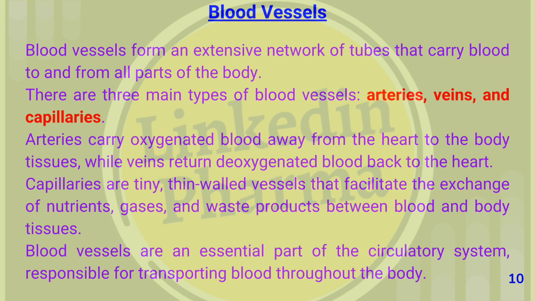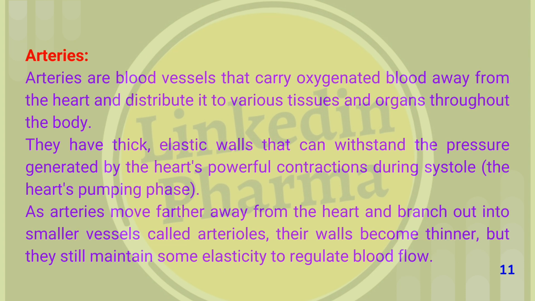Arteries carry oxygenated blood away from the heart to the body tissues, while veins return deoxygenated blood back to the heart. Capillaries are tiny, thin-walled vessels that facilitate the exchange of nutrients, gases, and waste products between blood and body tissues. Blood vessels are an essential part of the circulatory system, responsible for transporting blood throughout the body. There are two main types of blood vessels, arteries and veins.